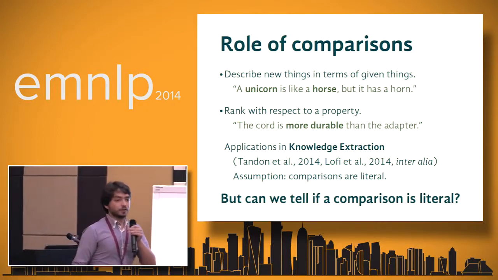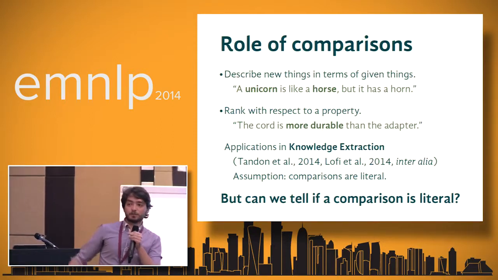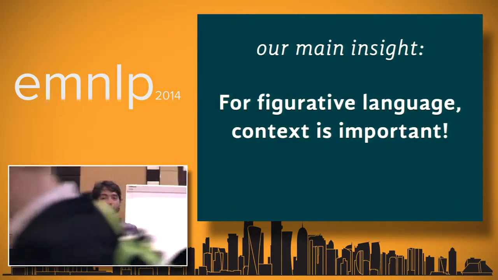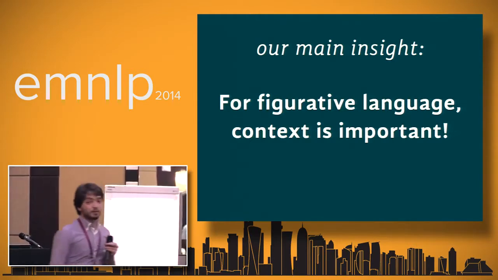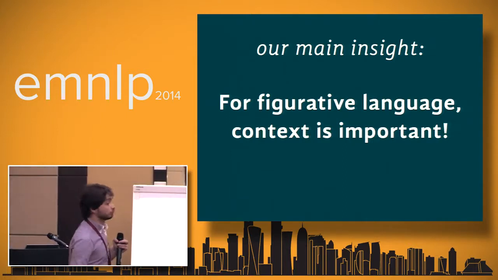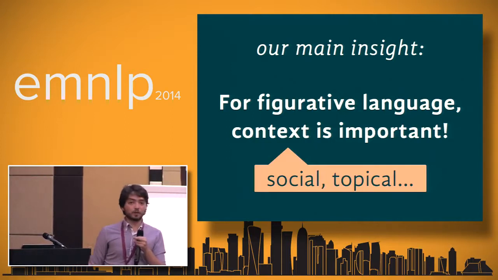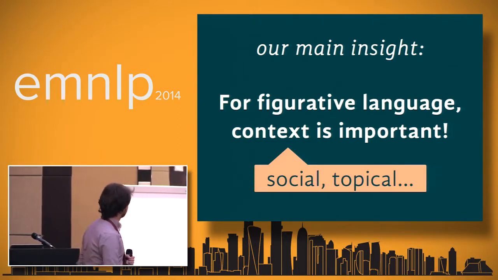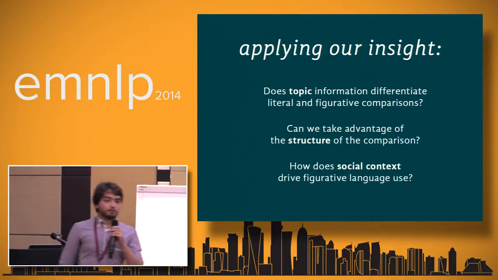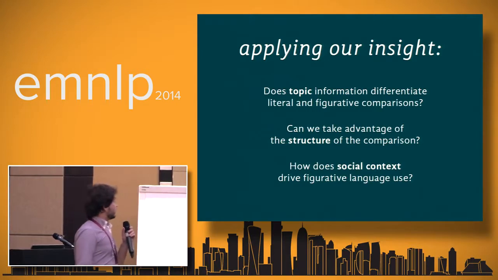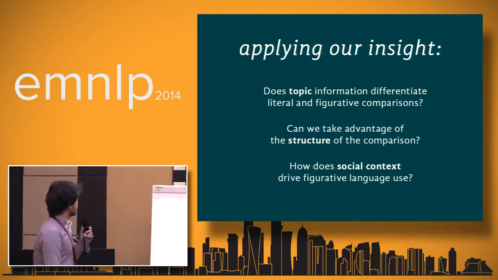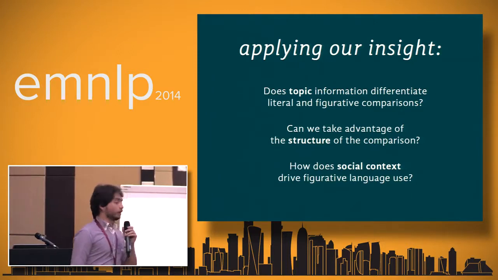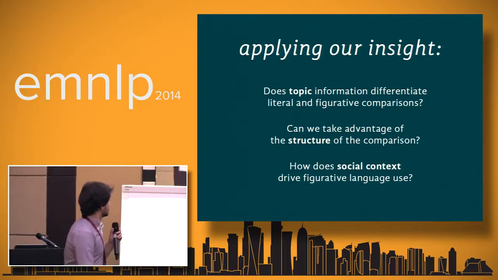So this goes back to the more generic problem of identifying and characterizing figurative language, but we are in the specific context of comparisons. We rely on the main intuition that context is important for figurative language. And when I say context, I don't just mean the text that occurs surrounding a language instance, but there is also a social context and a topical context that we assume has strong connections with the use of figurative language. So the questions we ask, driven by this insight, are: can we use topic information to differentiate literal and figurative comparisons? Can we take advantage of the structure of the comparison? And are there ties between the social context and the use of figurative language? We will tackle these problems in turn.